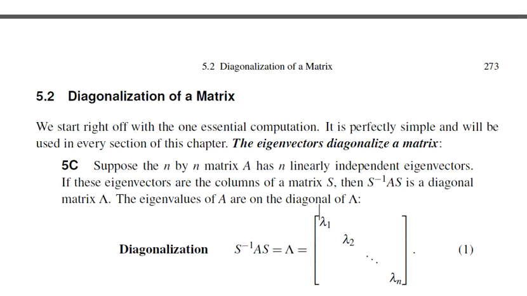Diagonalization of a matrix. When a matrix is diagonalized, it will have its eigenvalues on its diagonal, on its main diagonal axis. To study this diagonalization, we need to study this theorem.